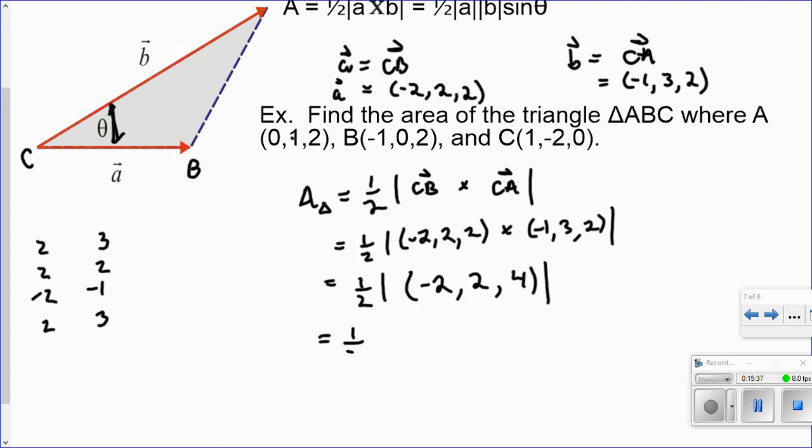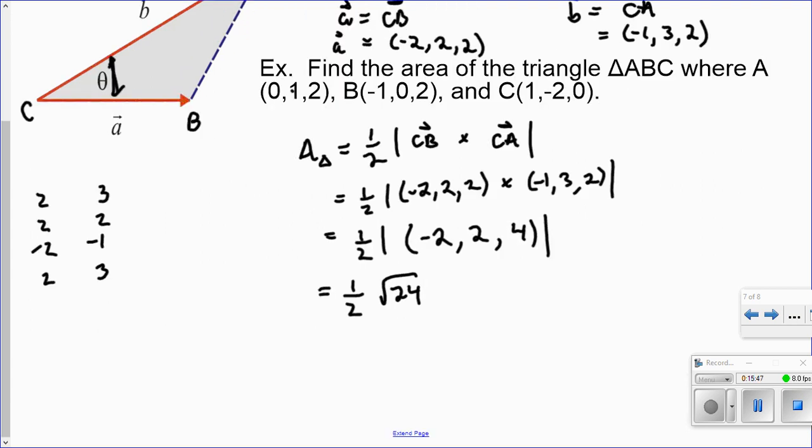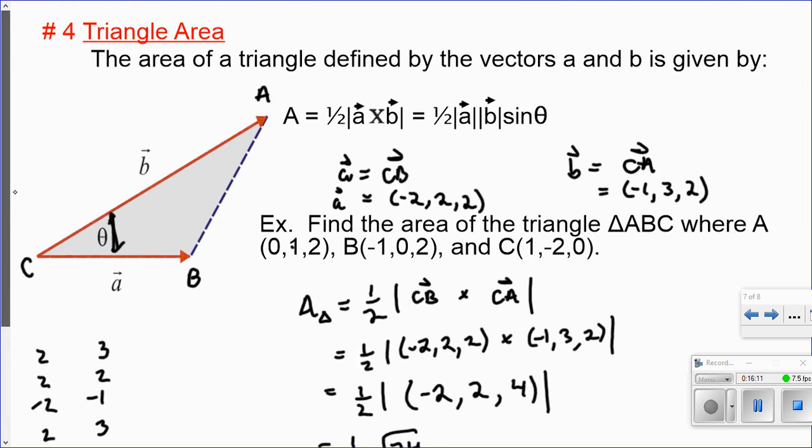Now I need the magnitude. That'll be 16 and 4, and another 4 is 24, so the square root of 24. I think that's 2 root 6, multiplied by a half. So my area of my triangle is going to be root 6 square units. Good. That looks like the last example for finding the area given points.